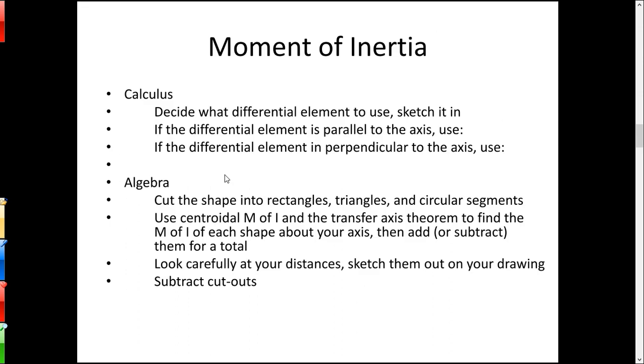Okay. Again, we're not going to do calculus on that, so you'll just cut it up into rectangles, triangles, and circular segments, and then you'll use the tables on the formula sheet and find I bar for each of the shapes, and then use the A d squared term to get to your axis. Okay.